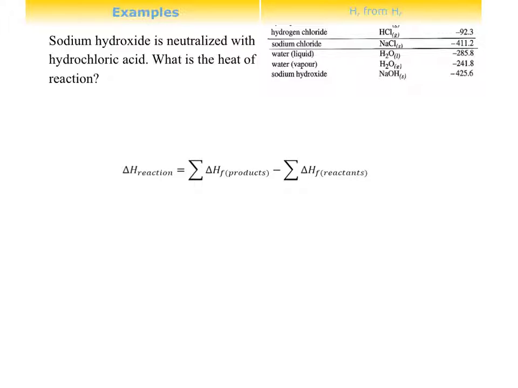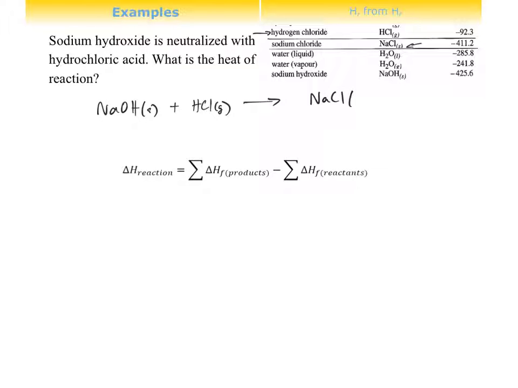Right, so here's a question. Sodium hydroxide neutralized with hydrochloric acid, what's the heat of reaction? We've done this reaction. Sodium hydroxide, we'll say it's a solid just because this one over here is a solid, reacts with hydrochloric acid. Again, over here, hydrochloric acid, they just have it written as a gas. I'm going to assume that it's the same, but I'll write a gas here. It reacts to form, it's a double replacement reaction, so it'll be sodium chloride.